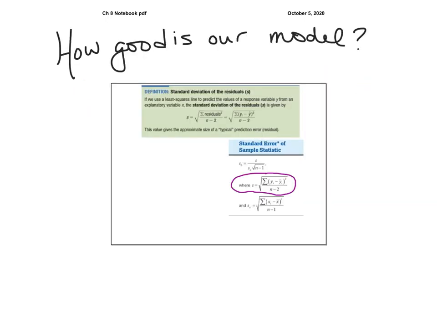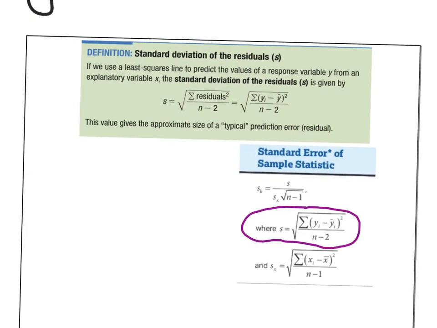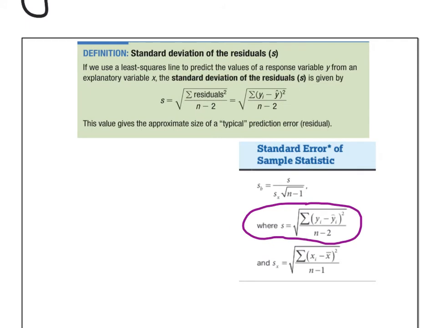So when we're looking at how good is our model, one of the things that we're going to compute is the standard deviation of the residuals. So the standard deviation is going to estimate the typical prediction error when using your least square regression line. So the actual formula is given for you on the AP formula sheet. It is this one right here. It's under standard error of a sample statistic. And you can see it is finding the sum of the squares of the residual.